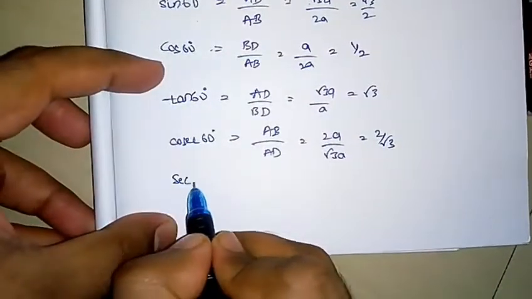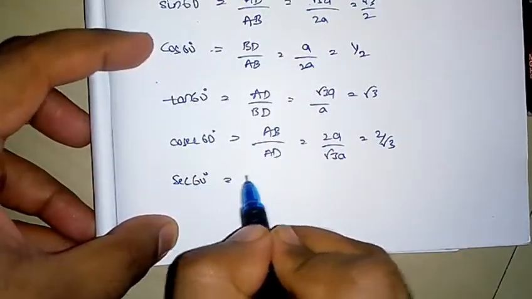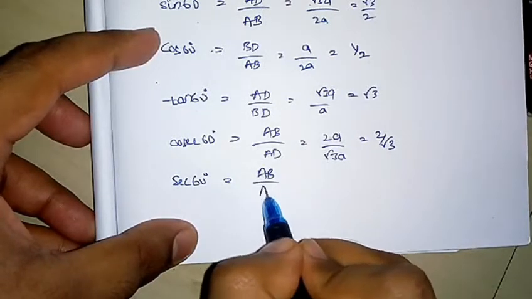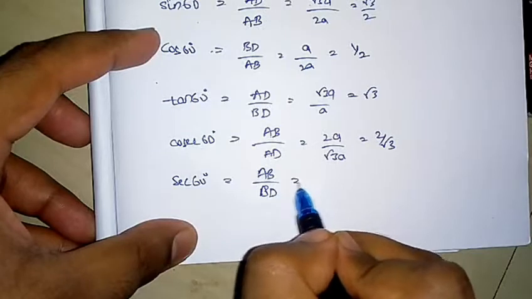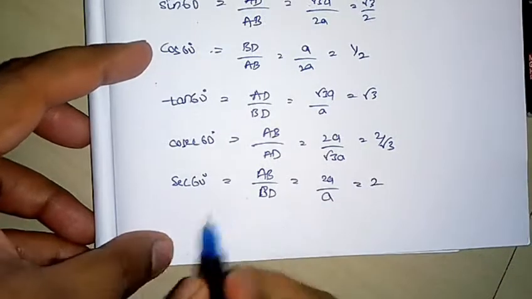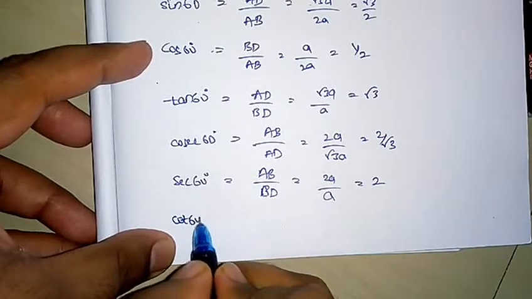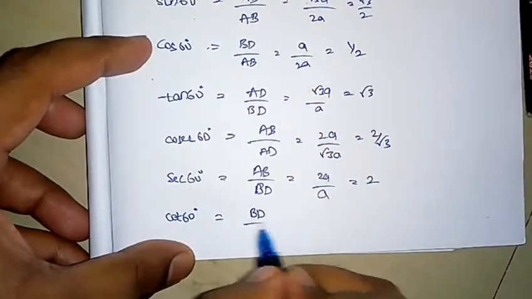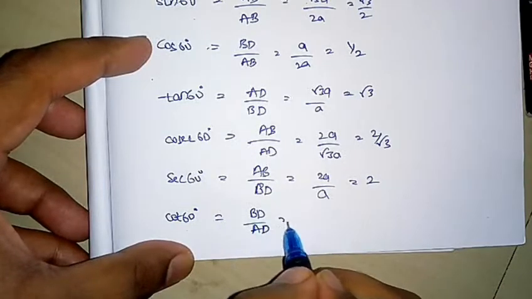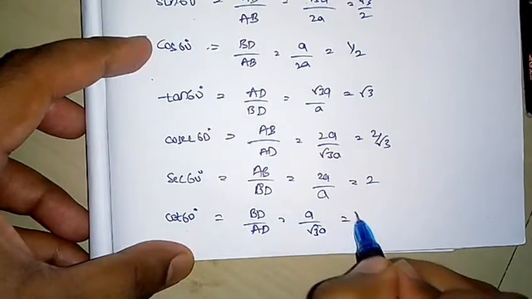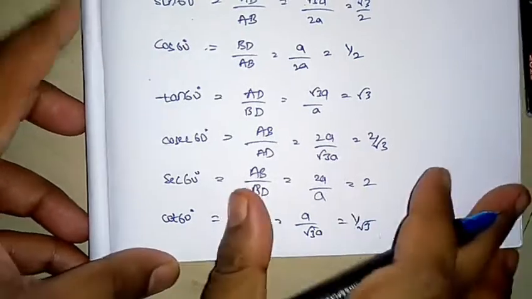Similarly, secant 60 degrees will be equal to hypotenuse AB by adjacent side BD, which is equal to 2a by a, which is equal to 2. Similarly, cot 60 degrees will be equal to adjacent side BD by opposite side AD, which is equal to a by root 3a, so this will be 1 by root 3.